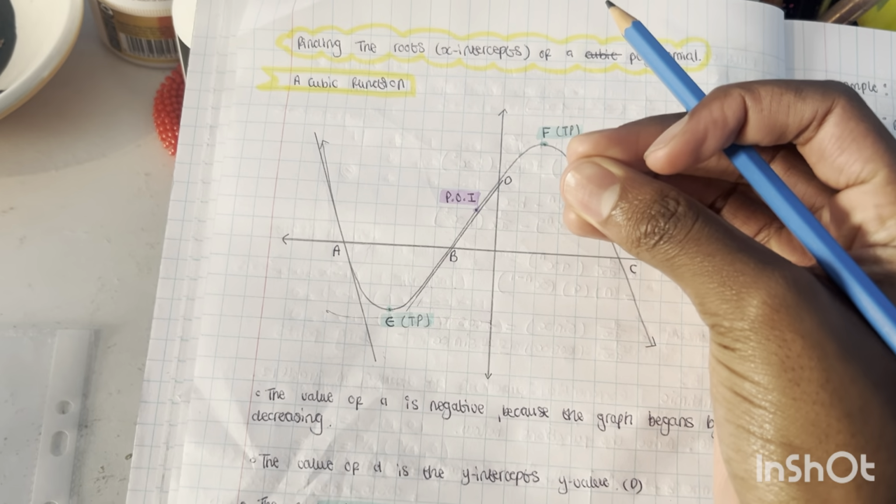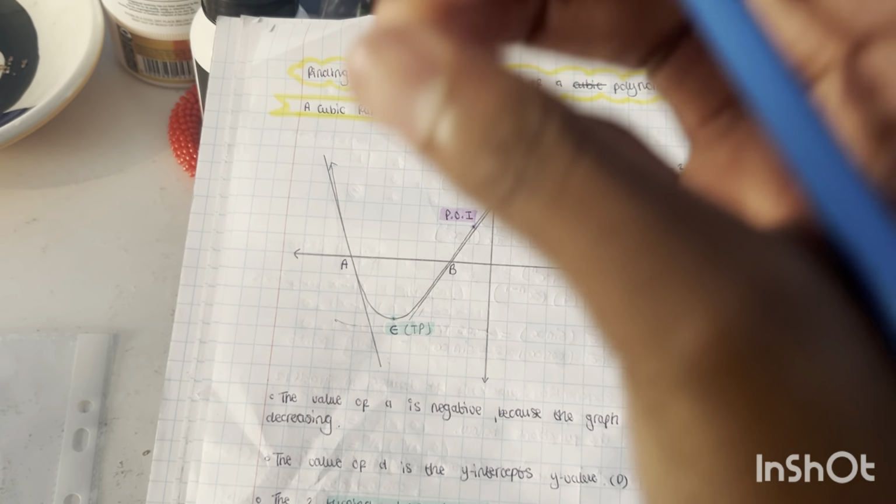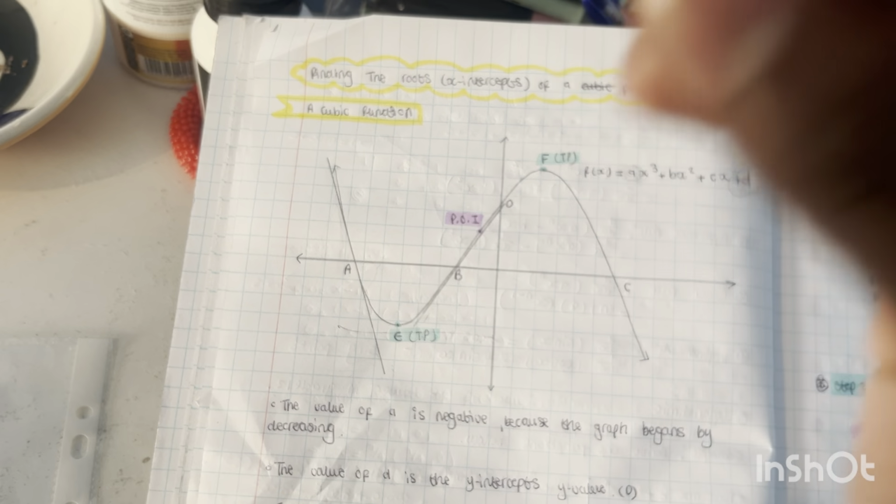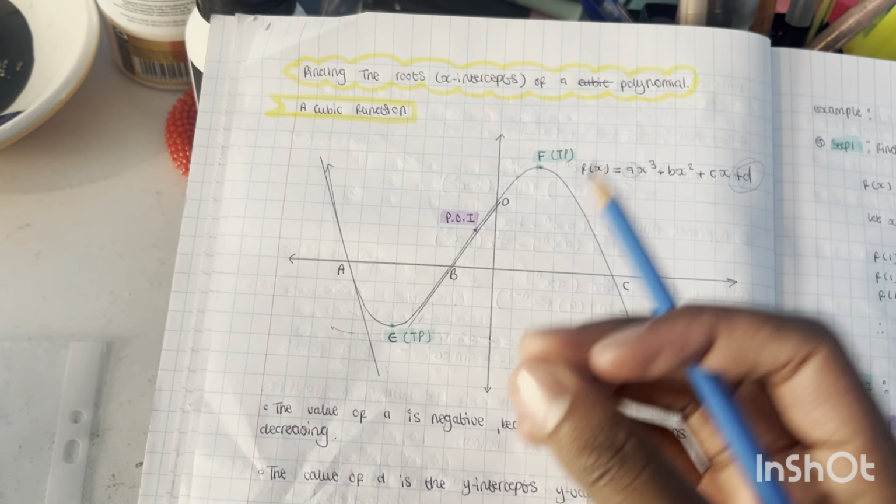The maximum or the minimum gradient of the graph. So we must think carefully here. When you look at your points of inflection, what's happening here? Your gradient is positive and positive and positive. Since from here to here your graph is increasing, your gradient is positive from this point to this point.